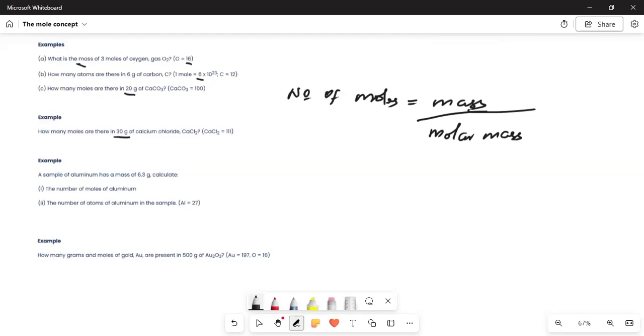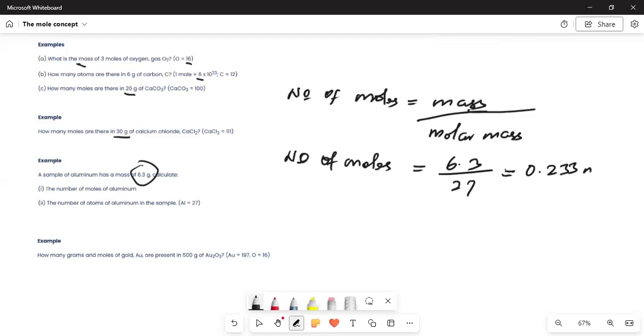So now, if number of moles is mass over molar mass, the mass given is 6.3. So number of moles then is equal to 6.3 divided by the molar mass, which is 27. 6.3 divided by 27 is 0.233 mole. That's question one. Then question two says the number of atoms of aluminum in the sample.